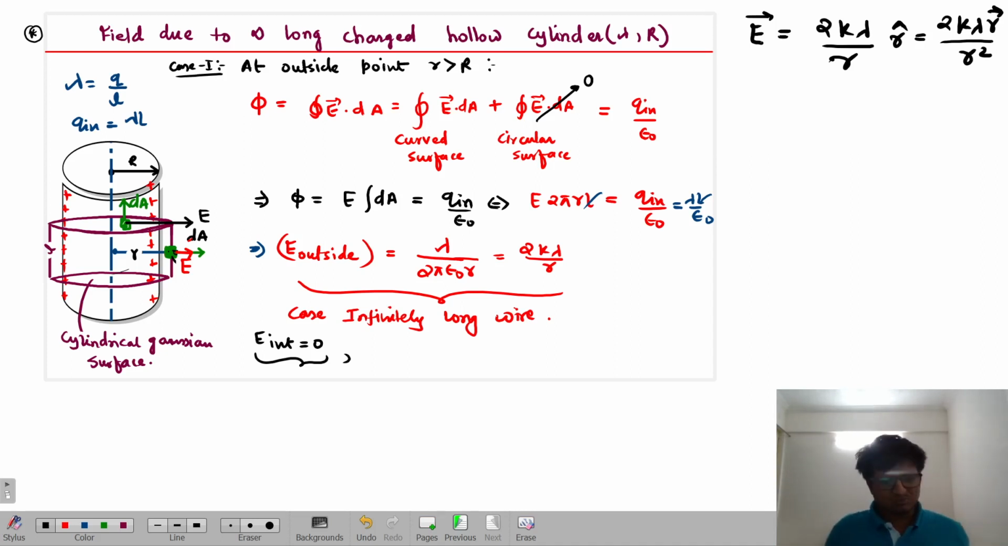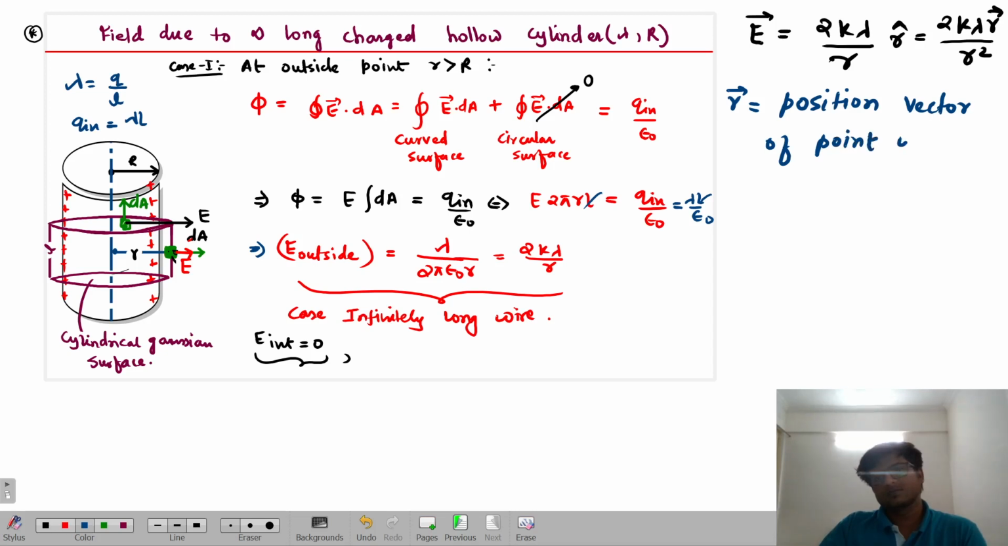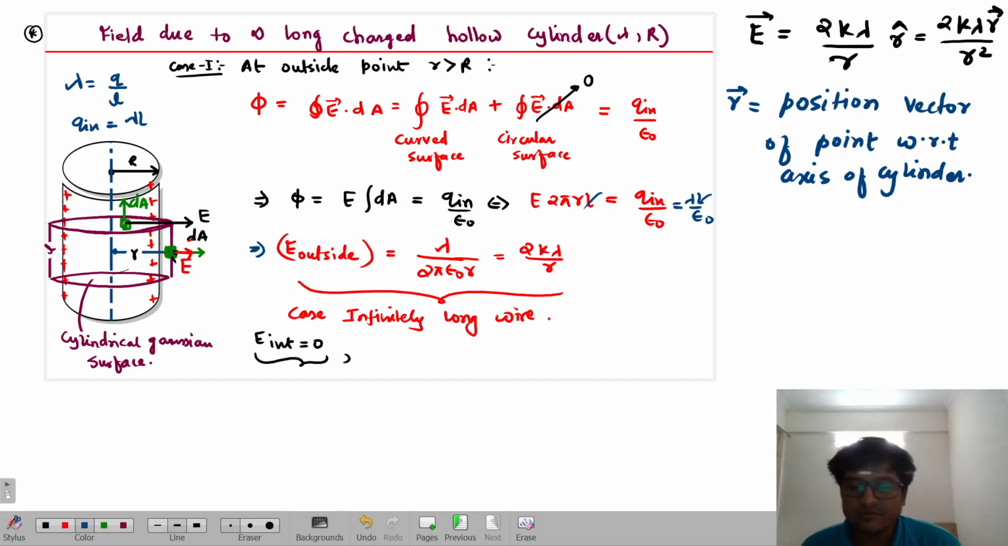Of the electric field. Remember, r vector is the position vector of the point with respect to the axis of the cylinder. So you need to keep in your mind that if I consider r vector, then it should be with respect to the axis of the cylinder. Are you able to get me or not?